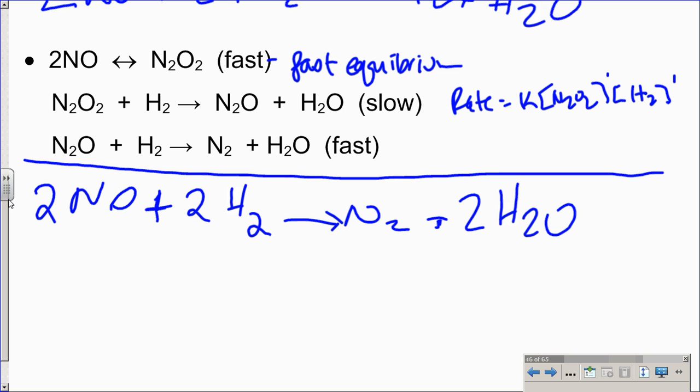So N2O2, is it around for very long? No, because immediately after that, it's going to get consumed in this next step. Now, I don't know how long that step's going to take, but it's going to start reacting immediately. So it's almost like you're reacting two NOs with the H2. If you assumed that the two NOs react with the H2, what would your rate law be?